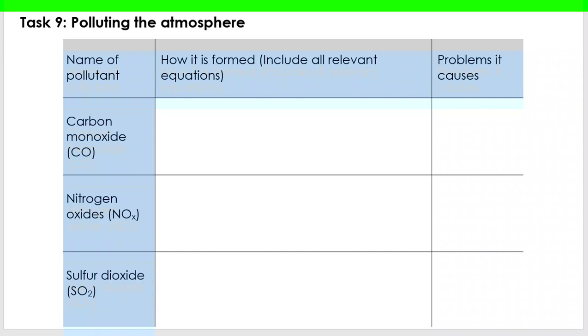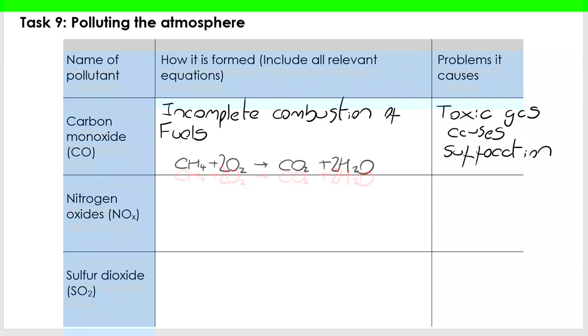So carbon monoxide we already know comes from the incomplete combustion of fuels. We've already seen examples of that. Carbon monoxide is a toxic gas. It causes suffocation. So it is a serious problem at ground level, to us at a very personal level.